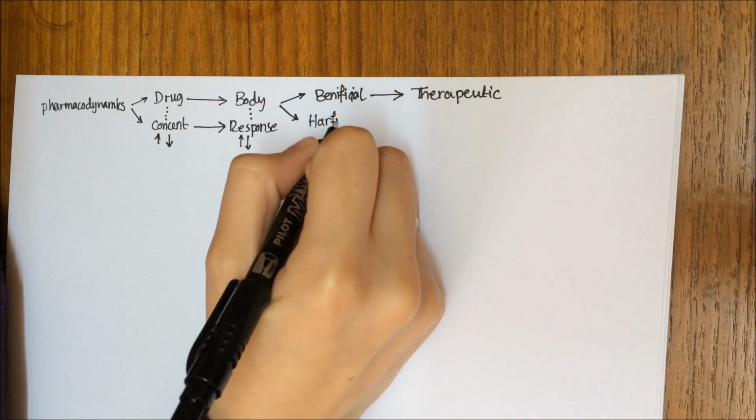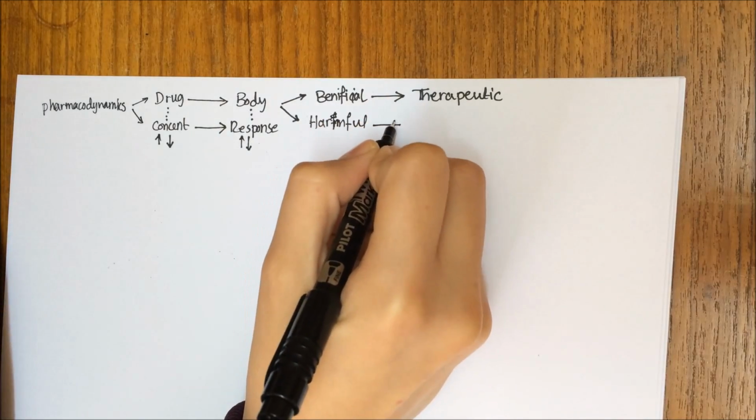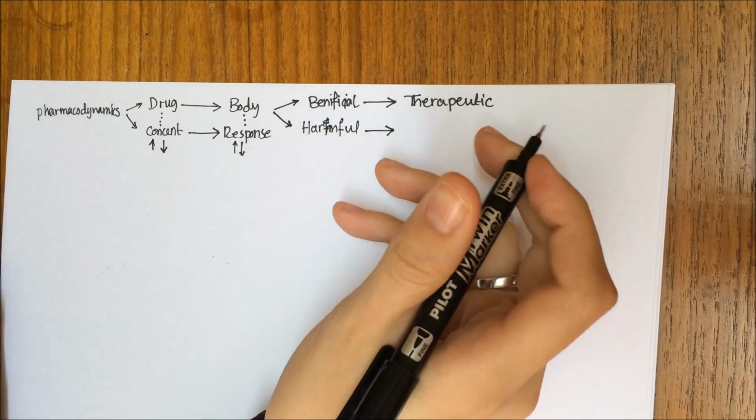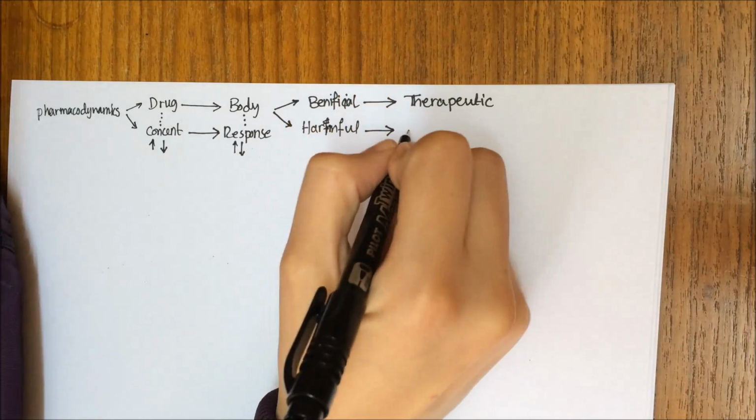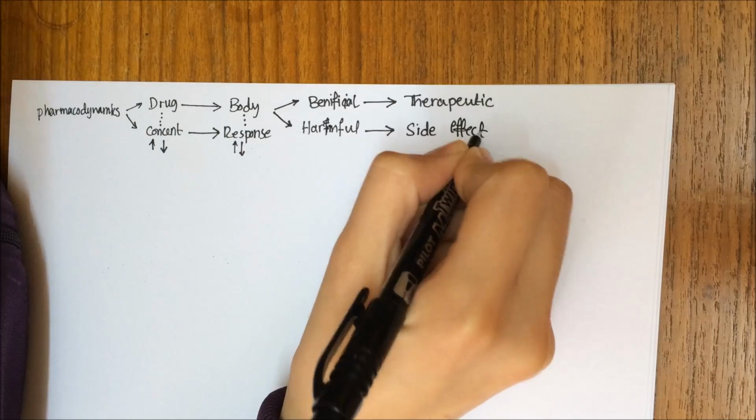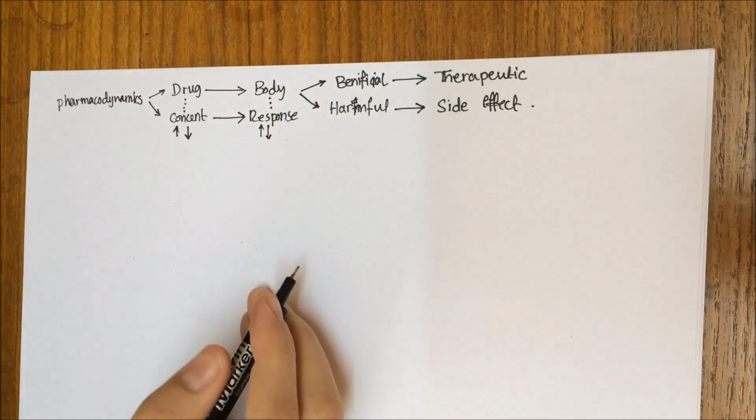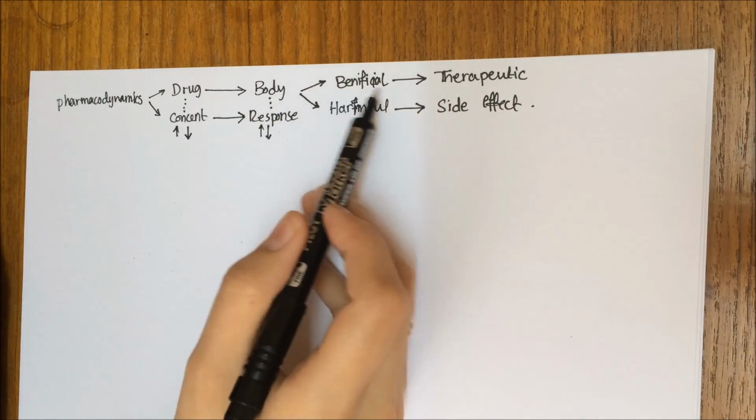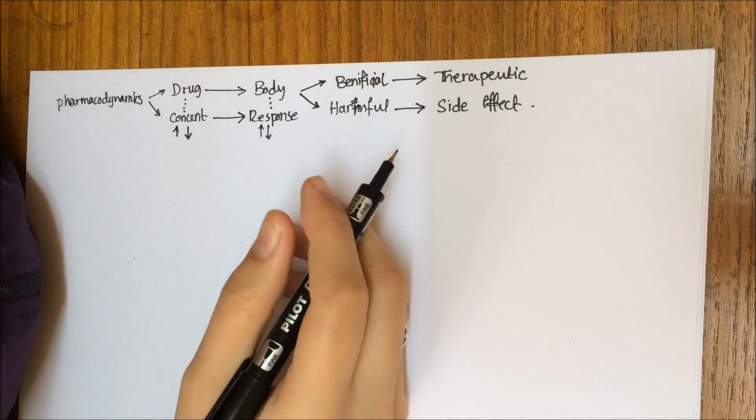And we could have a harmful effect. This harmful effect is an additional effect we are not looking for. This is what we call the side effect of the drug. Okay, now in this chapter we're going to explain how we finally get the beneficial or the harmful effect of the drug.